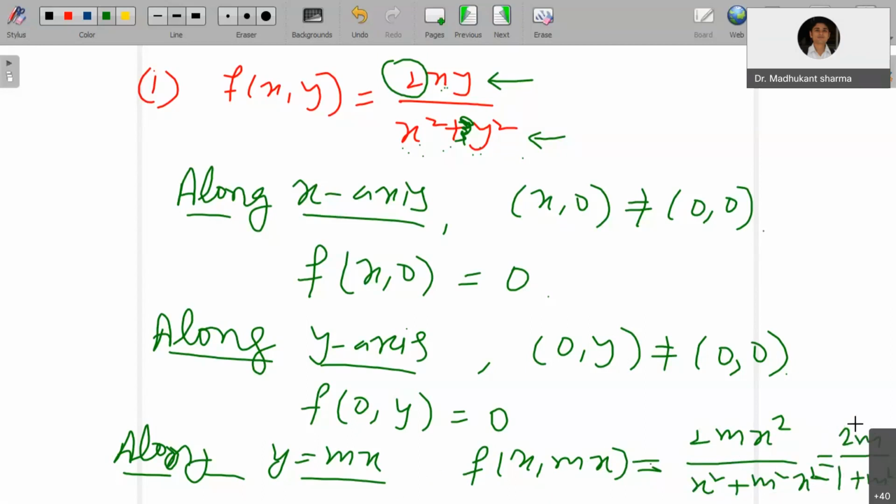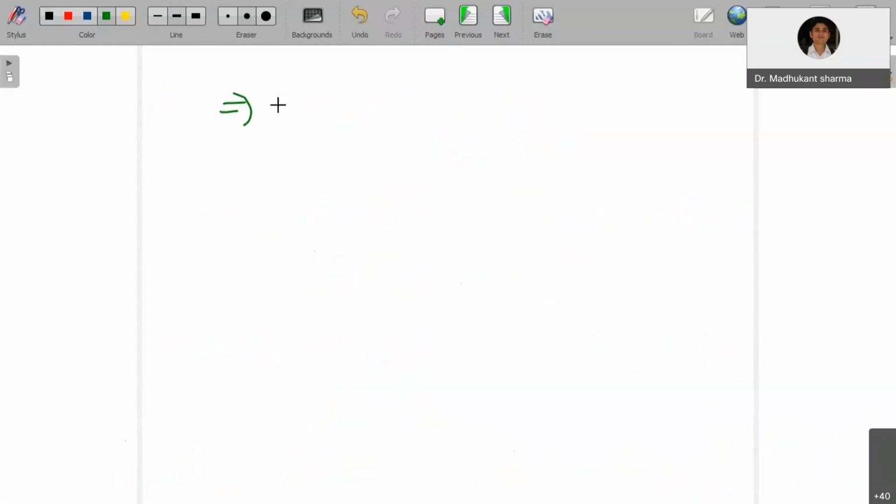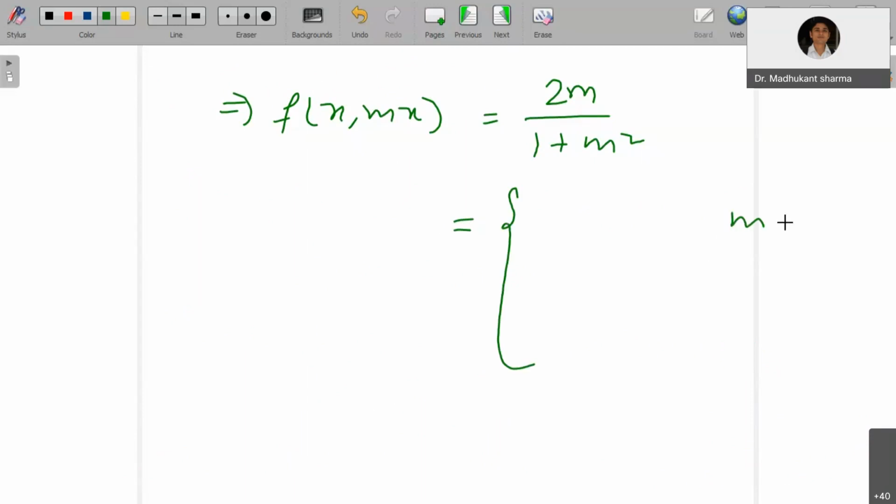So for different values of m, it will be different. So what we observe is that f of (x, mx) is equal to 2m by 1 plus m square. Whenever m equals 0, that is 0. When m equals 1, the value is 2 by 1 plus 1, which is 1. When m equals 2, that is 4 by 5, and so on, infinitely many different values.